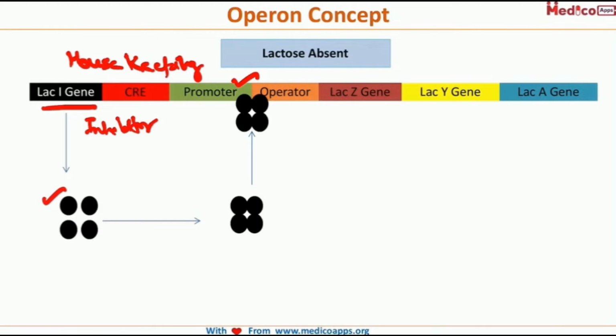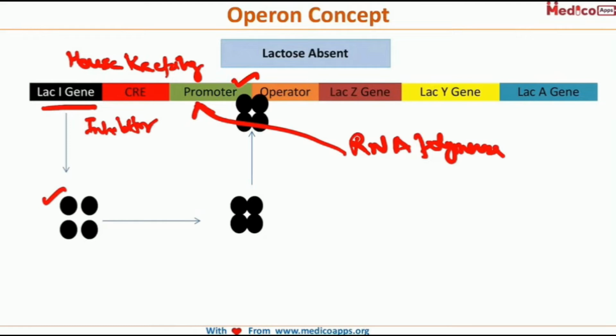So what will happen if these inhibitors are attached to the promoter sequence? It will not let the RNA polymerase bind here. It will inhibit the RNA polymerase from binding here, and so these three genes will never be transcribed in such a condition.